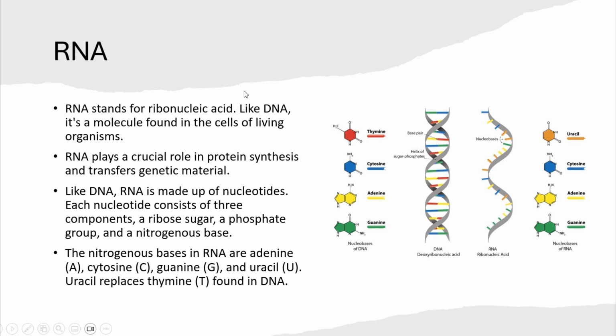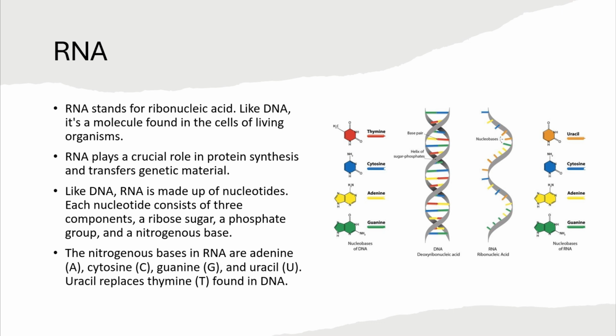So RNA. RNA is like DNA, but RNA stands for ribonucleic acid. So like DNA, it's a molecule found in cells of living organisms, and it plays a crucial role in protein synthesis and transfers genetic material. Like DNA, RNA is made up of nucleotides. Each nucleotide consists of three components. We've got a ribose sugar, a phosphate group here, and a nitrogenous base.